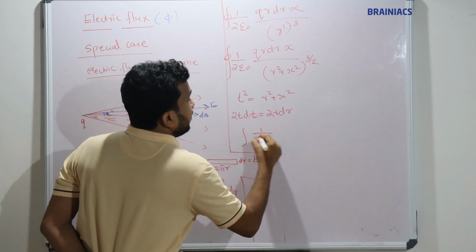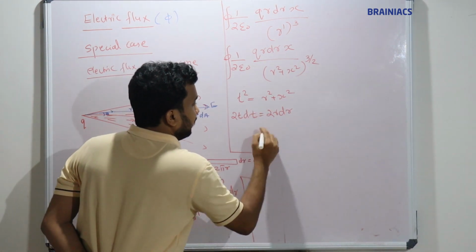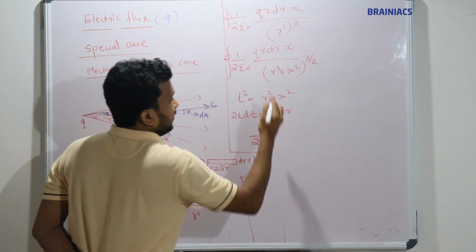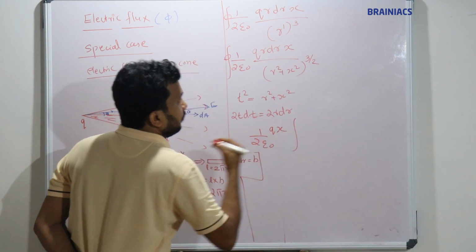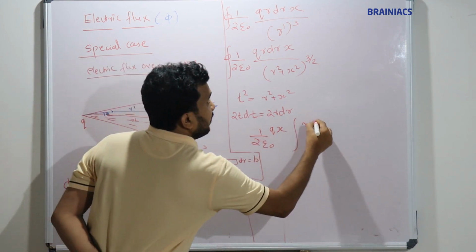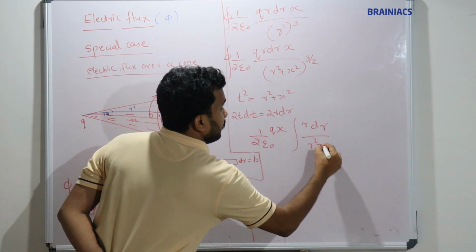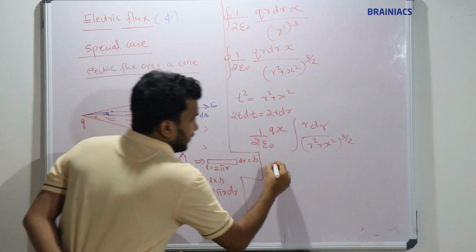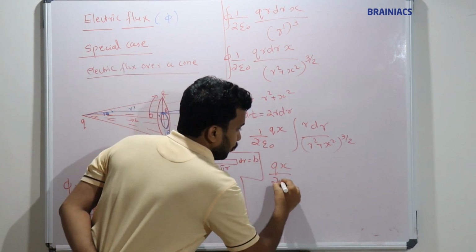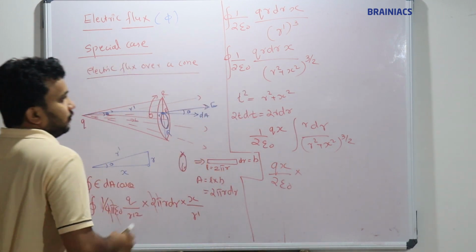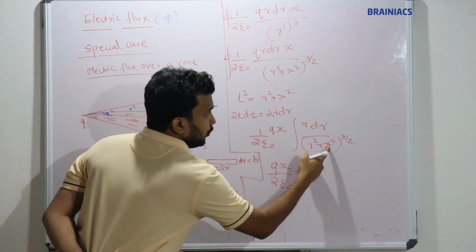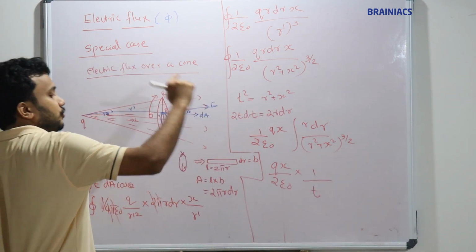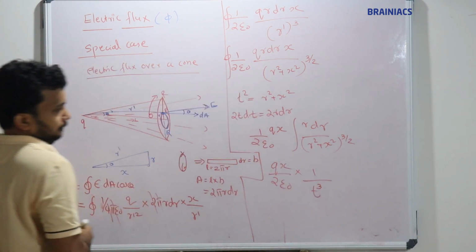So integral 1 divided by 2 epsilon 0. Numerator q and x is constant, so q and x will come out. The integral will be equal to r dr divided by (r square plus x square) whole power 3 by 2. So qx divided by 2 epsilon naught. What is r square plus x square? t square. So t square to the power 3 by 2, 2 and 2 will get cancelled, so it becomes t cube.